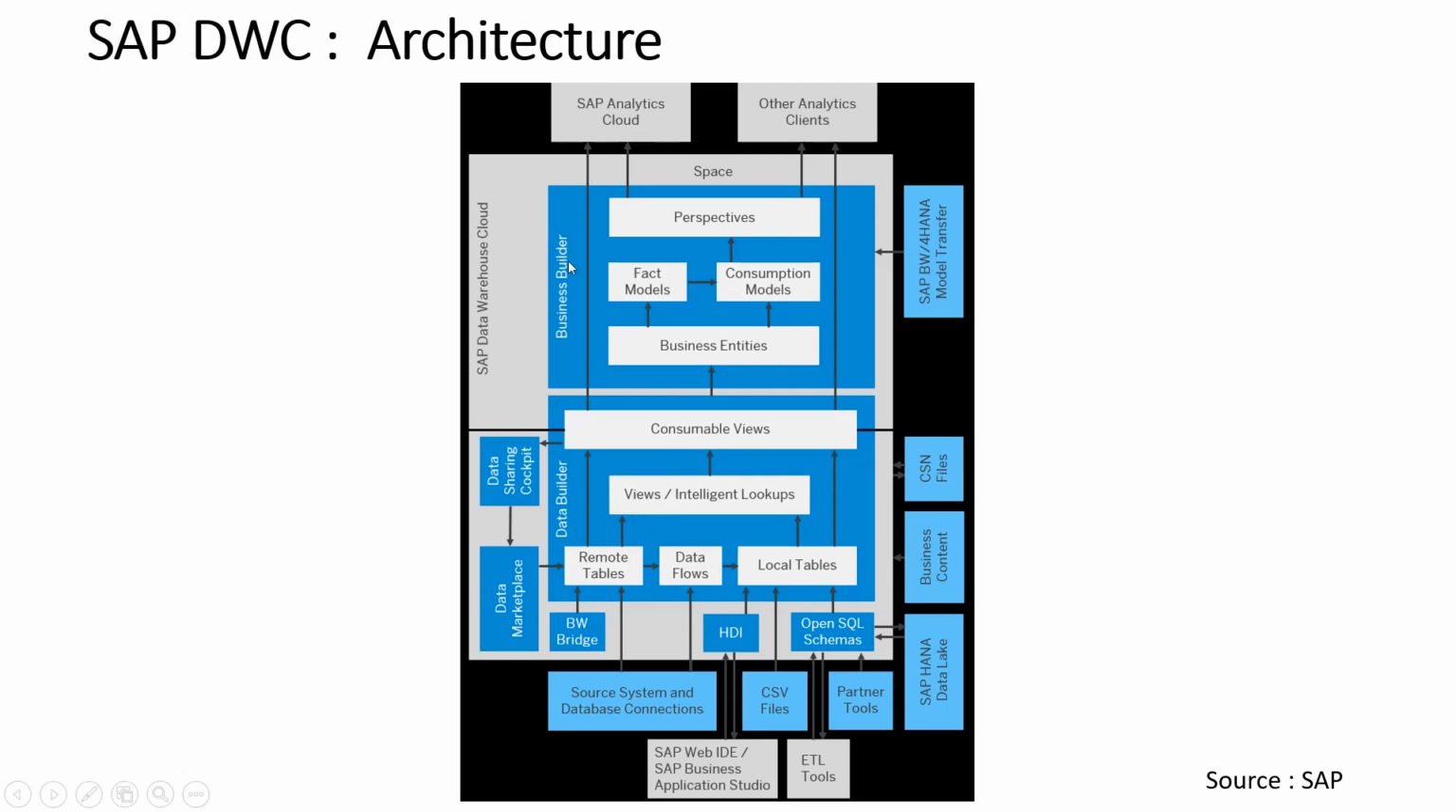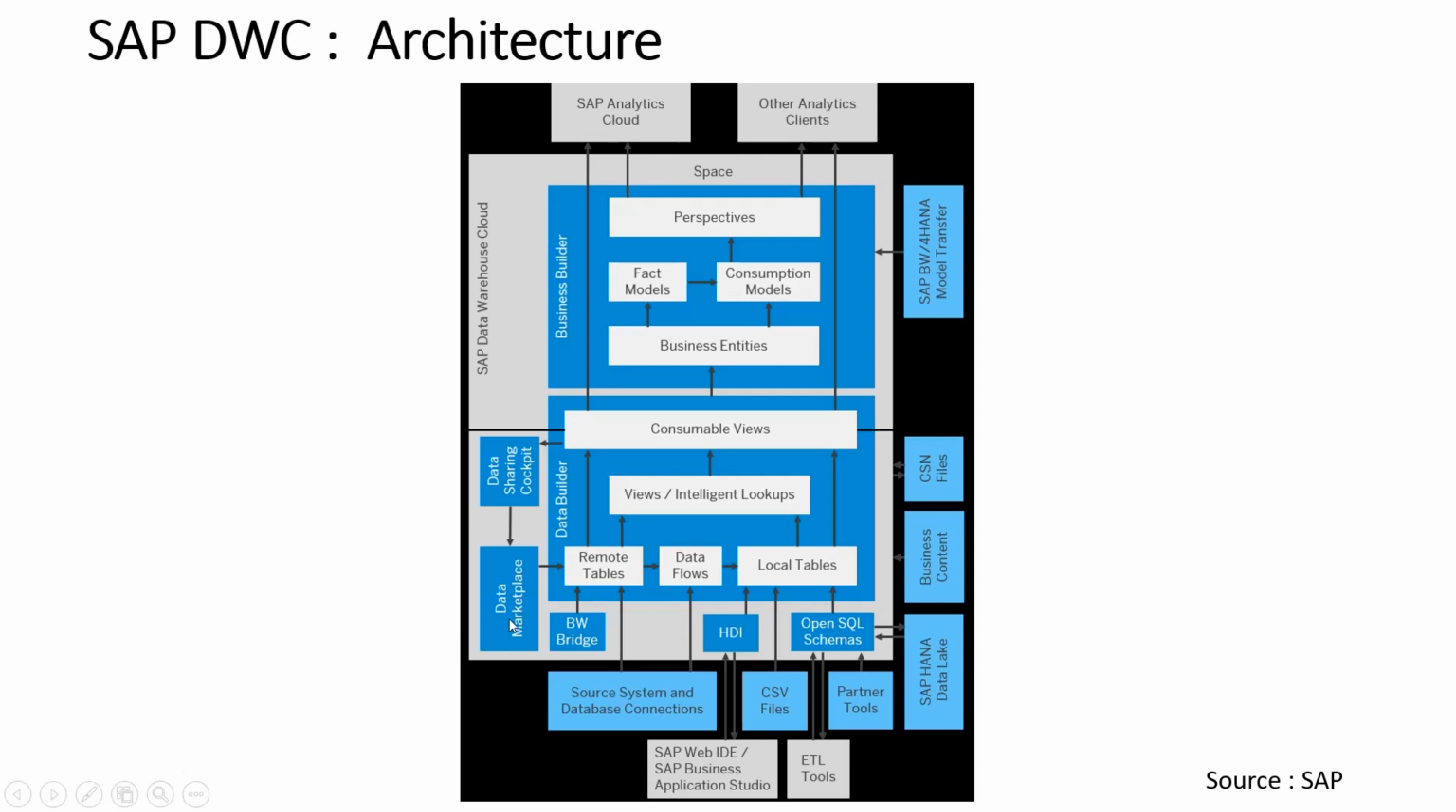If you have business users who want to do their own thing, you can give them the option of using the business builder, where they can create business entities, giving more meaningful names to all the backend data model, create fact models and consumption models, and on top of that create perspectives and then consume them further. So this is how it works.